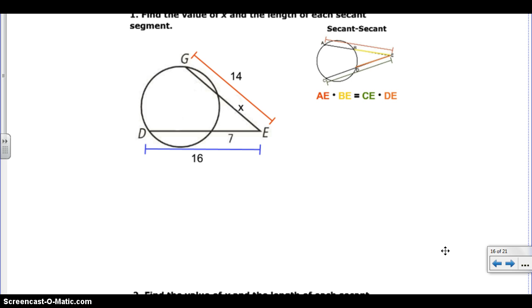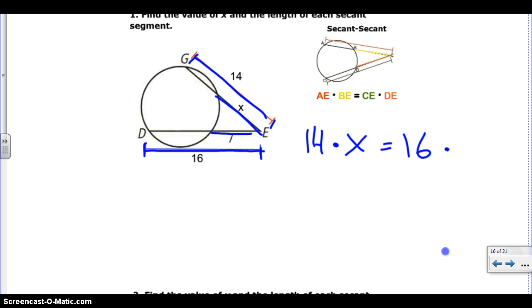All right, so we know that our theorem is the whole piece times the piece on the outside. So here, the whole piece for GE is marked as 14. And the piece just on the outside for that secant is marked as x. So we have 14 times x equals, same thing at the bottom, the whole piece, which is 16, times the piece that's just on the outside of the circle, which in this case is 7.